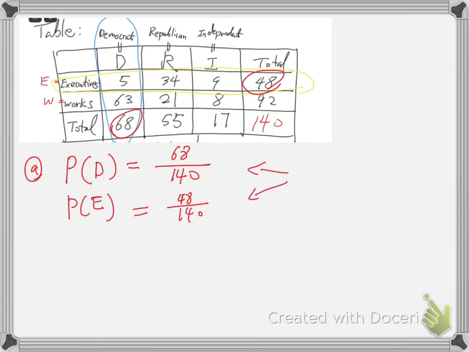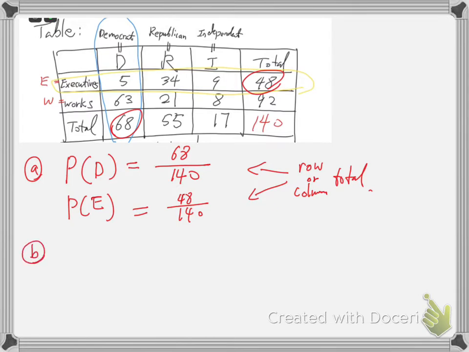You use either the row total or column total for the numerator. For the denominator, we always use 140, except in the last case.